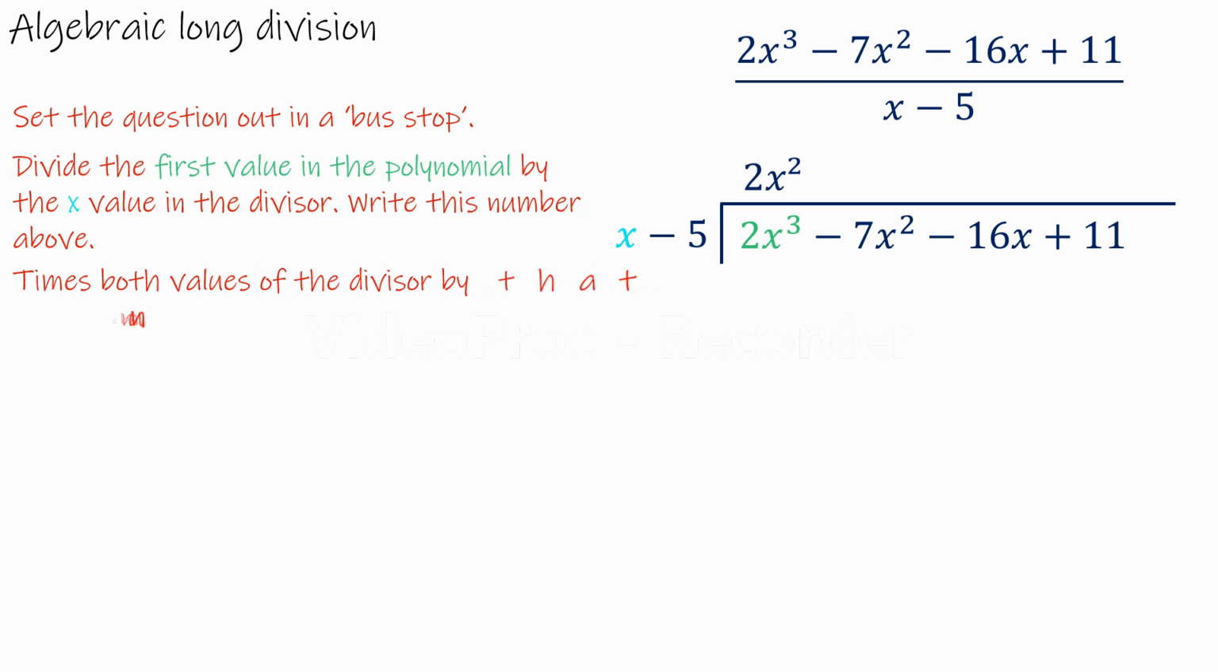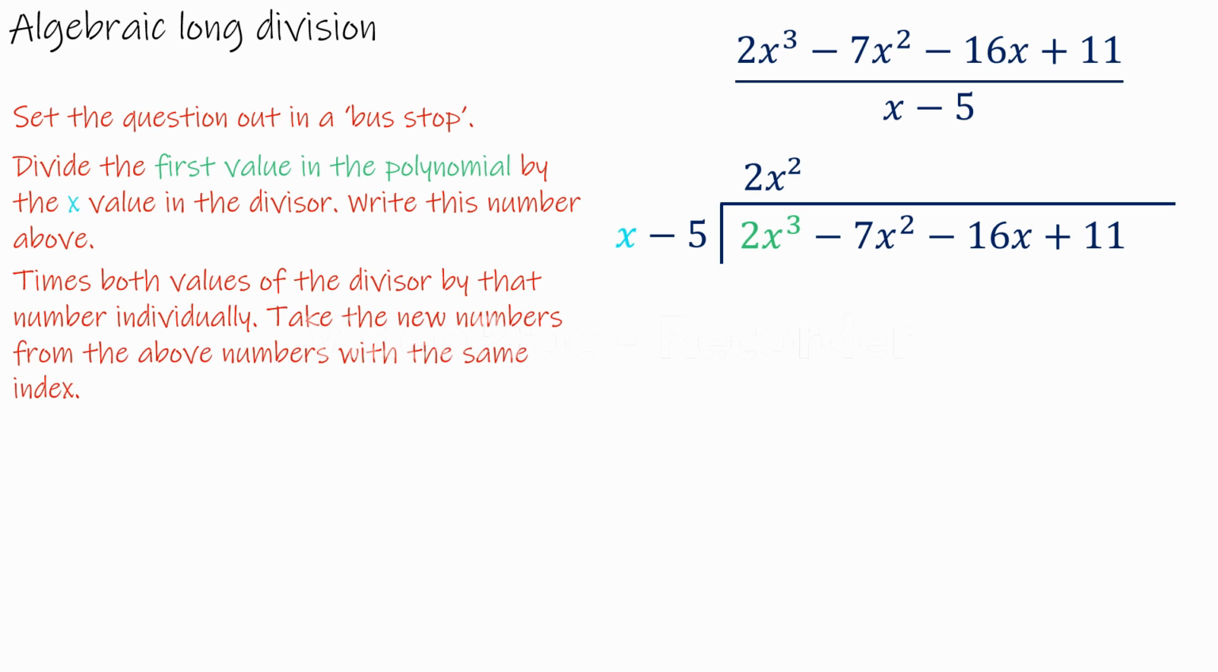From here, we now need to times both of our values in our divisor, that being x and minus 5, by this new value. And then we're going to take those new numbers from the number above that has the same index. So we're going to have x times 2x squared, which is going to give us 2x cubed. We'll place this below the x cubed value above, and in this case 2x cubed is the same as 2x cubed, and we're going to put a minus in because we're taking. And then we're going to have minus 5 times 2x squared, which is obviously going to give us minus 10x squared. We place this below our x squared value, which will give us minus 7x squared minus 10x squared.